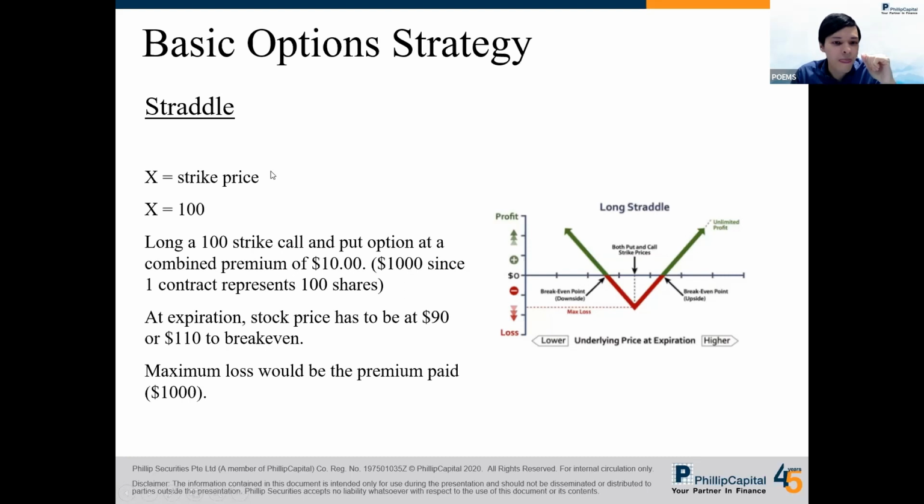Okay, so we have this example over here. We are long the 100 strike call and also a put option at a combined premium of $10. So at expiration day, your stock price has to be at least 110 or 90 for this position to break even. Your maximum loss would be $1,000 if the stock price stays the same at $100. Anything above 110, you will realize a profit, and anything below 90, you will realize a profit as well. So again, the upside is unlimited profit, and the downside is also profit all the way to a stock price of 0.